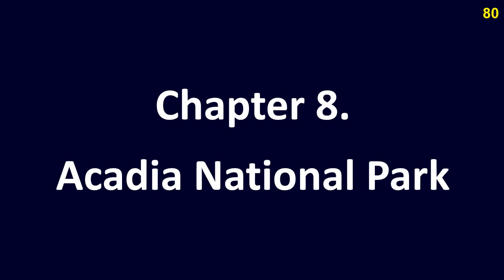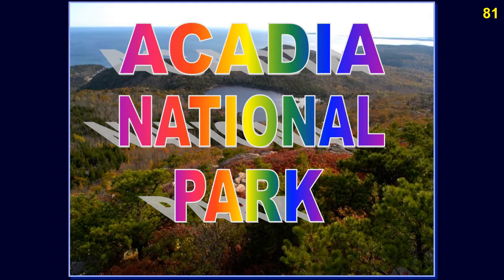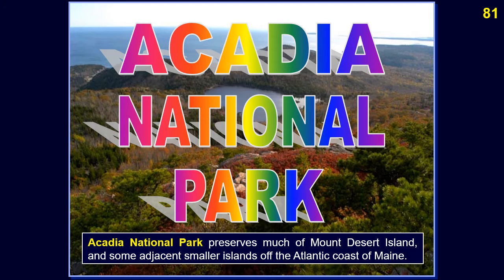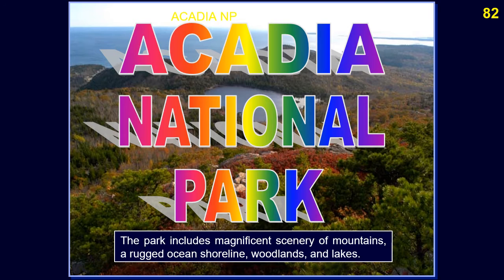Chapter 8. Acadia National Park. Acadia National Park preserves much of Mount Desert Island and some adjacent smaller islands off the Atlantic coast of Maine. The park includes magnificent scenery of mountains, a rugged ocean shoreline, woodlands, and lakes.